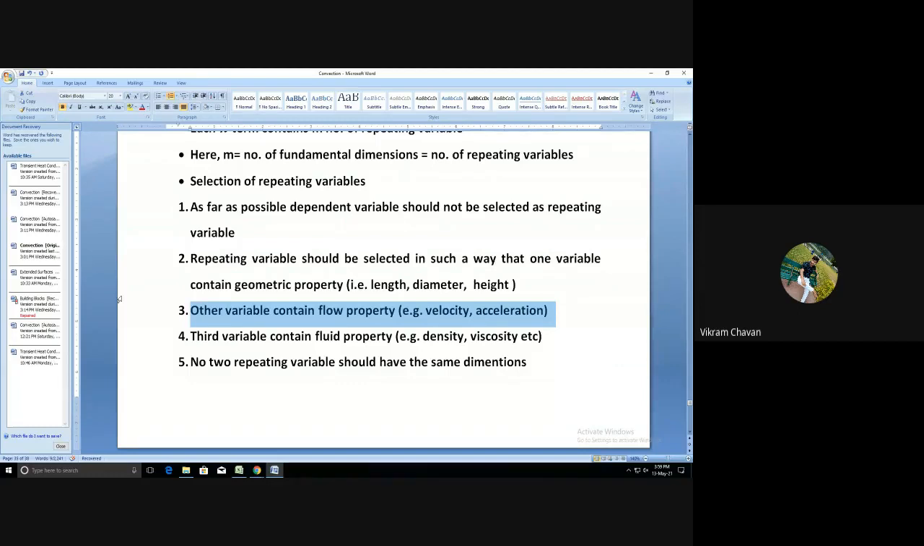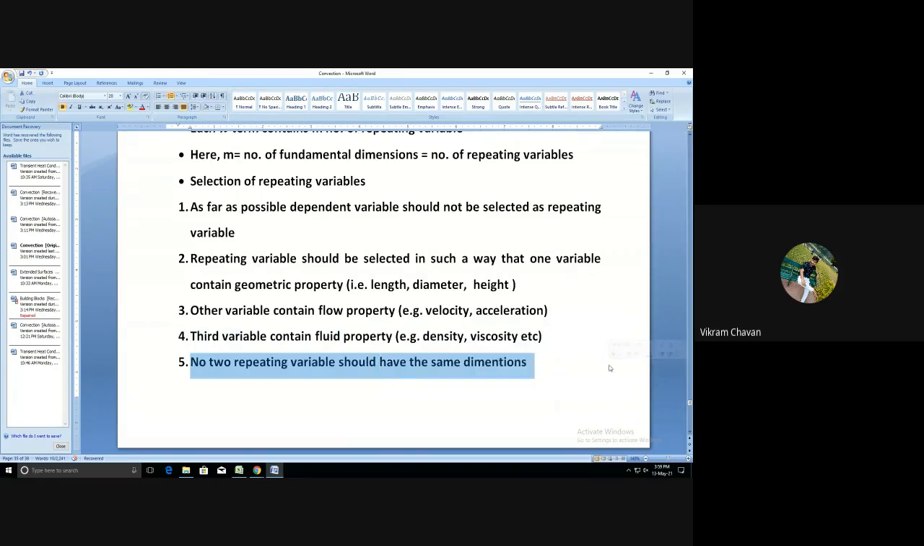Okay, then the third variable should contain a fluid property. सो डेंसिटी, विस्कोसिटी, डायनामिक विस्कोसिटी, काइनेमेटिक विस्कोसिटी, स्पेसिफिक हीट, these are nothing but the fluid properties. So if these properties are included in the physical phenomena, then you have to select that physical property as a repeating variable.